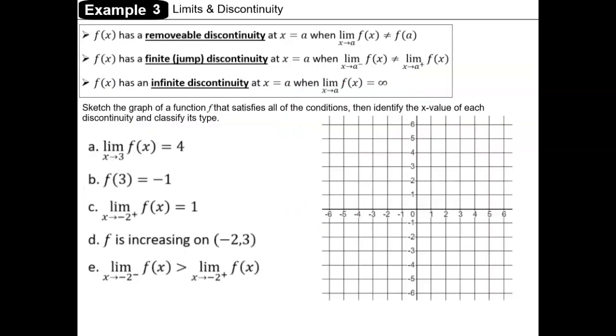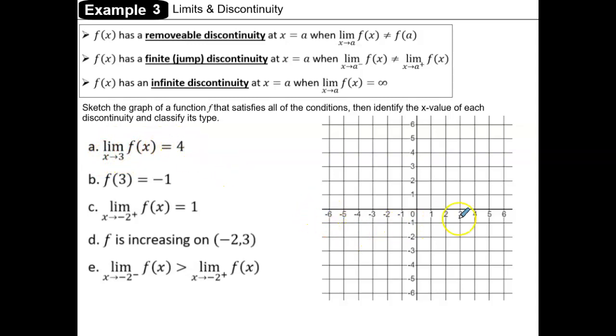So now that we know what they look like and how they behave graphically, we can use that to sketch the graph of a function f that satisfies all of these conditions. And then, once we have the graph sketched, we're going to identify the x value of each discontinuity and classify its type. So statement A says the limit as x approaches 3 of the function f equals 4.